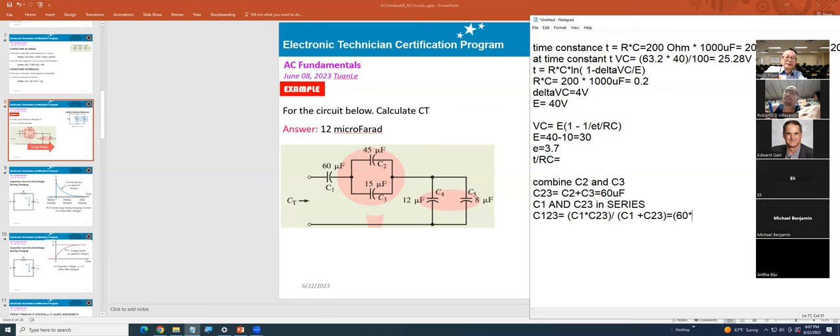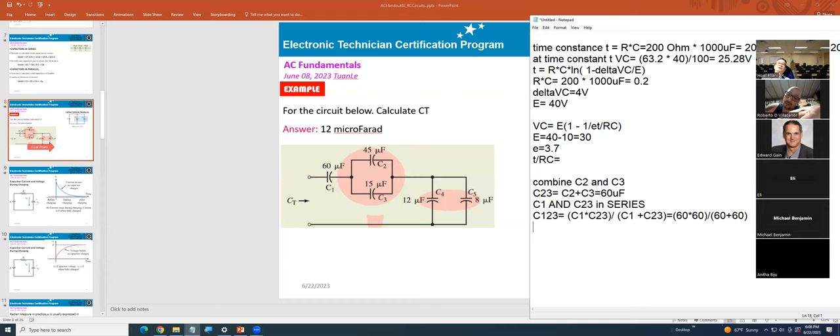Divide 60 plus 60. Okay. That means you're able to get C1 series with C23.